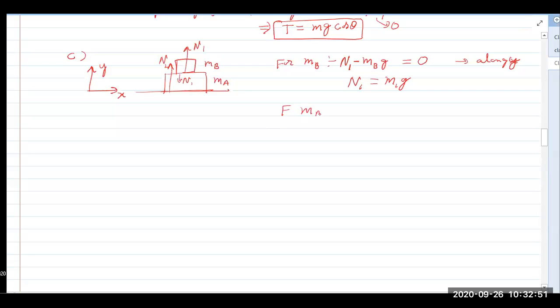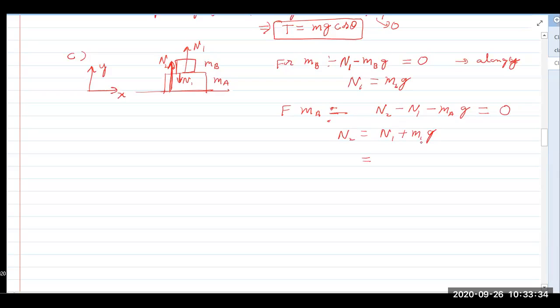Similarly for M_A, if we write, how much will it be? What are the different forces on M_A? N2 upward, N1 downward, M_A g downward. See, N2 is upward from the lower surface, N1 is downward from the upper surface, and M_A g is downward. So that will be equal to 0, net force is 0. So we will write N2 equal to N1 plus M_A g.